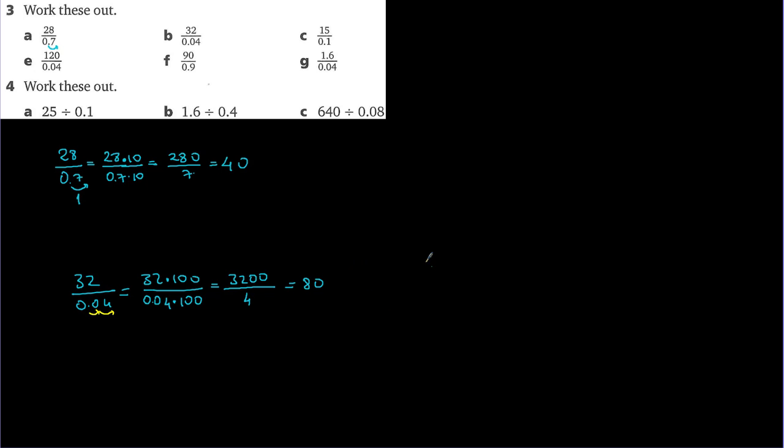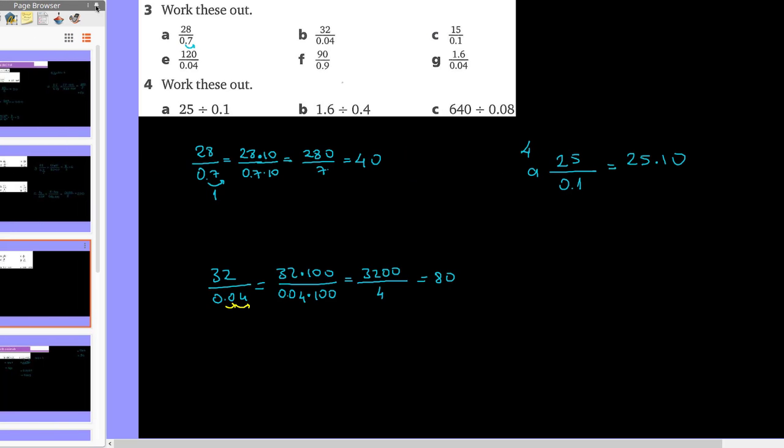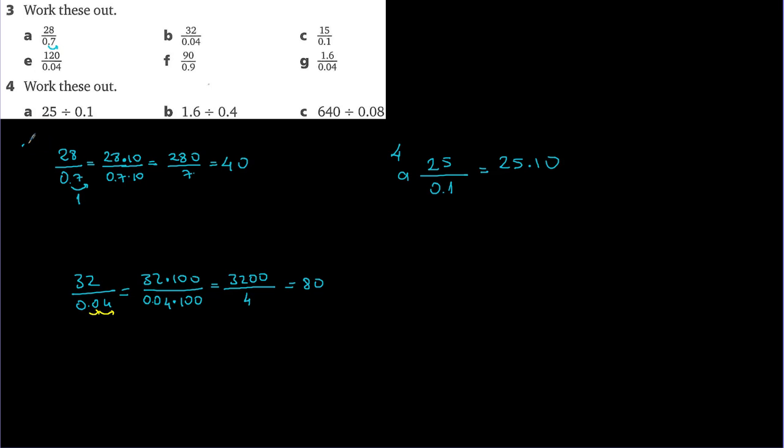And this is the last question. It's going to be 25 divided by 0.5, 0.1, and 28 divided by 0.7. They are not different. 25 divided by 0.1 is going to be equal to 25 times 10. This is the 4a. These are 3a and b. This is 4a, and the answer is going to be equal to 0.1 times 10. This part is 250, and down it's going to be equal to 1, which is equal to 250.